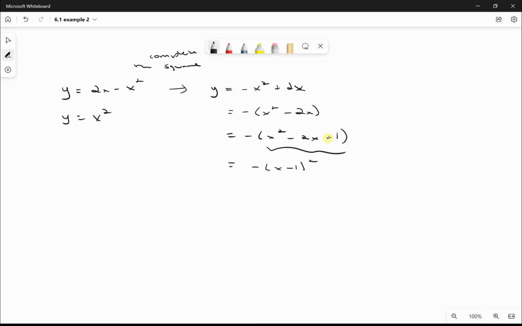But since we added this 1, right, and we're multiplying by -1, we actually subtracted a 1. So what we need to do is add a 1 back, right? And then we're preserving this equality, right? This is equal to this. So now we have that this is a transformation of the curve y equals x squared.